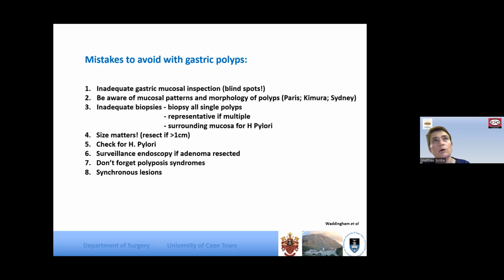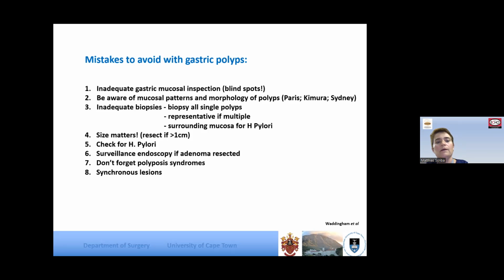Then inadequate biopsies. Here, I think it's very important to biopsy the large single polyps. And if you have multiple polyps, don't just biopsy one. Try and get a nice representative idea of what's sitting there. So biopsy quite a few. And then please don't forget to biopsy your surrounding mucosa, both for H. pylori and paraneoplastic situations.